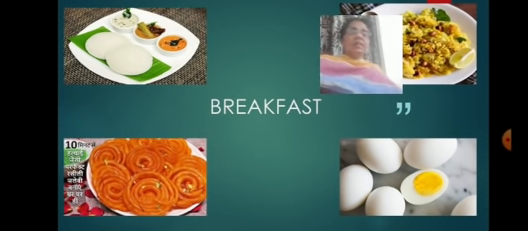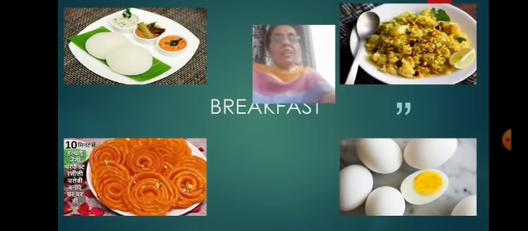Now have a look at breakfast. See, there are many food items. Come to the first plate. It's full of idli and sambar. Can you guess in which part of India this dish is famous? Yes, in South India people like to eat idli sambar.